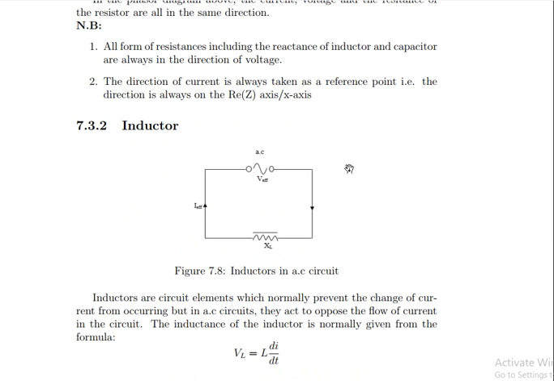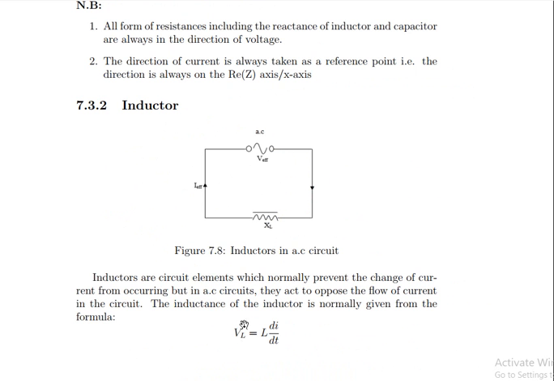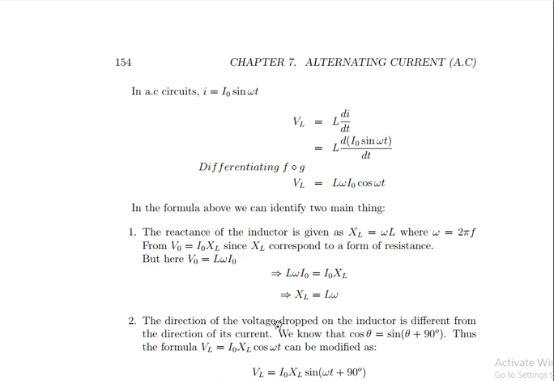So now let's visualize inductors. We know that the formula for the inductor is VL equals L dI over dt. Now I, we know, is going to be equal to I0 sine omega t. So when we substitute here and we differentiate, we're going to say that VL is equal to L omega I0 cos omega t. So this is the value here.